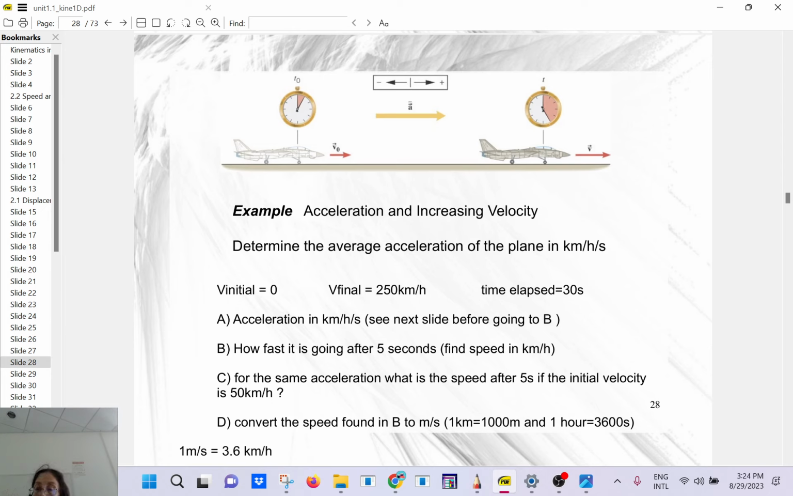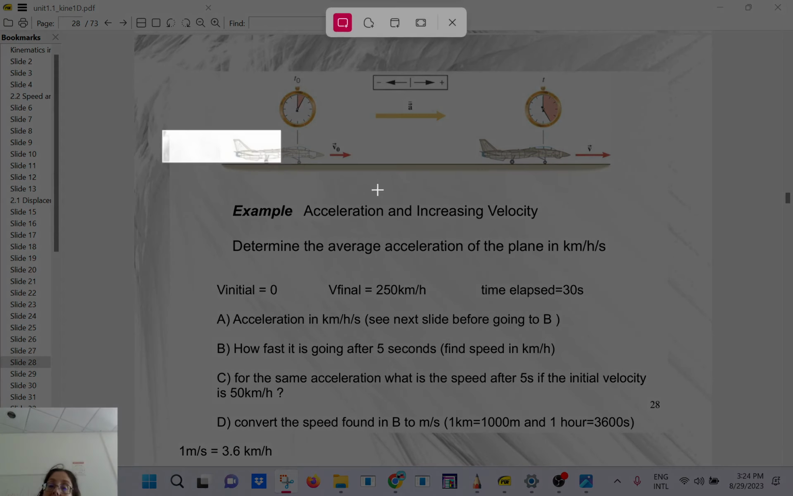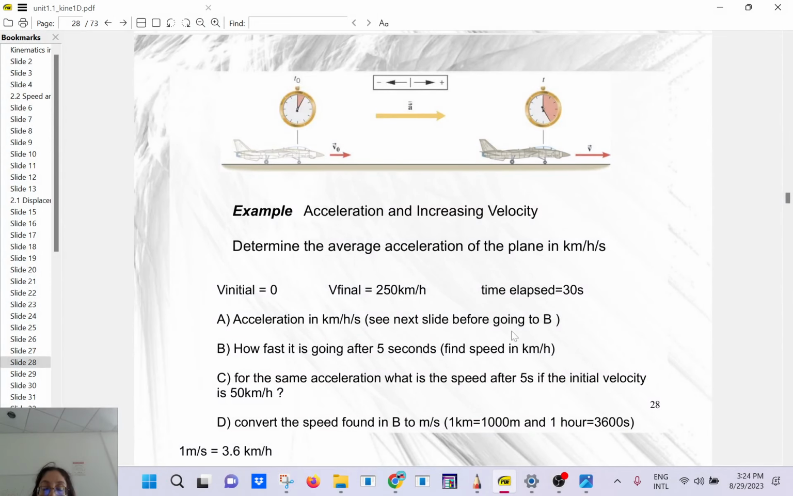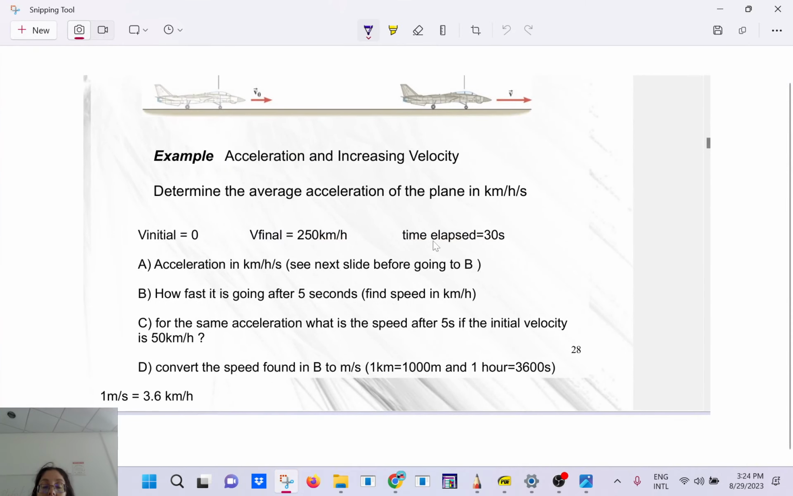So what do you think? Oh, don't convert, right? Keep the same unit. So V final minus V initial divided by the time. Don't convert. We're going to keep with kilometer per hour per second. So it's going to be what?